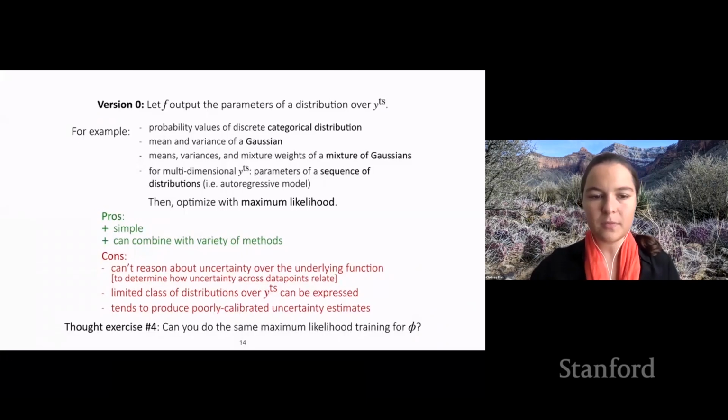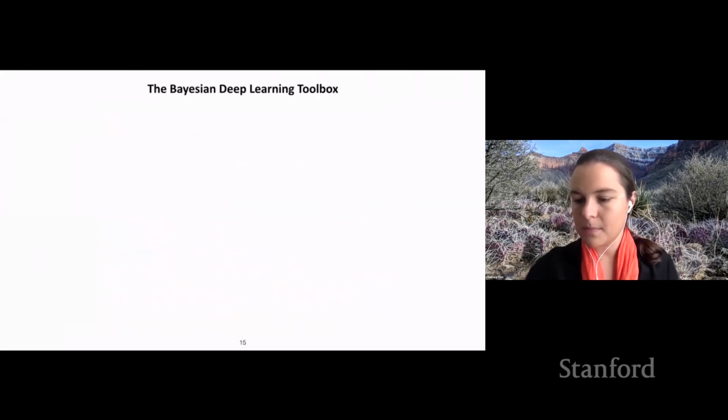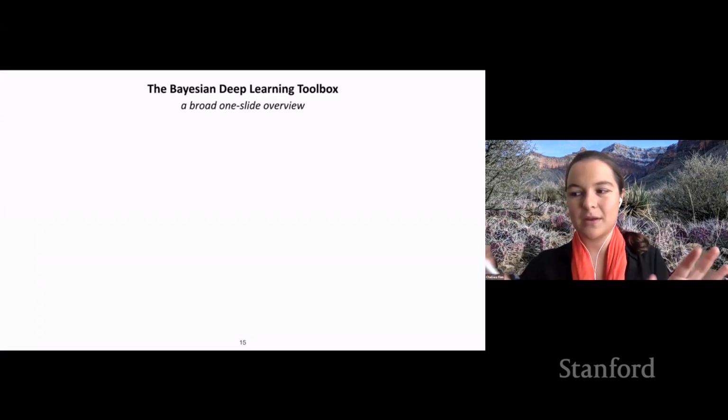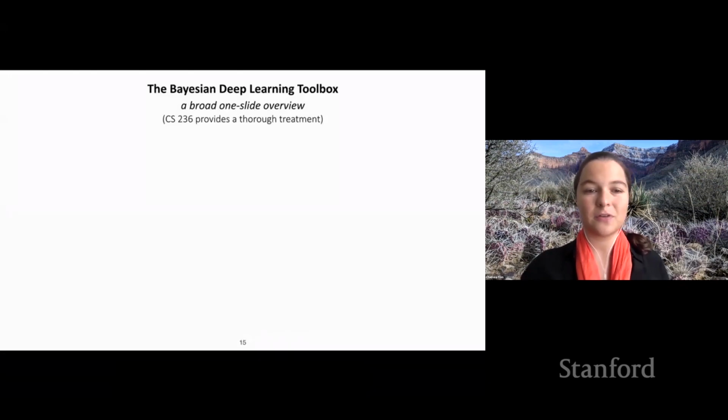Okay, great. Before we dive into algorithms for getting a distribution over our task-specific parameters, I want to briefly overview the toolbox that we have for approaching problems in Bayesian deep learning. This is just a really broad one-slide overview that will give a sense for the tools that are out there. CS330 provides a thorough treatment of this if you're interested in learning more. And of course, we don't have time to go through an entire course today.